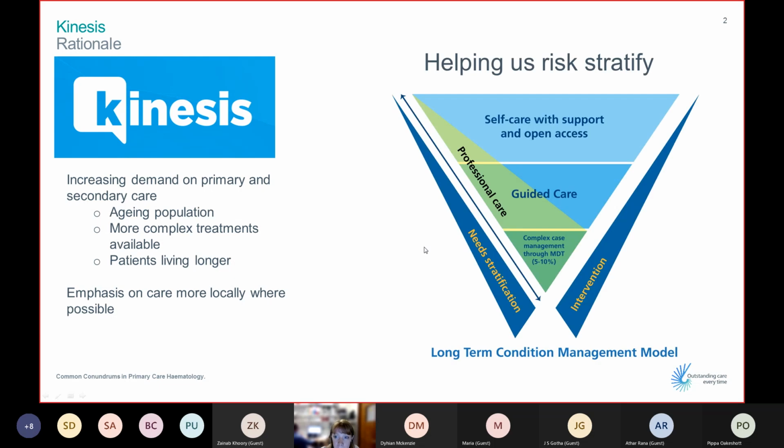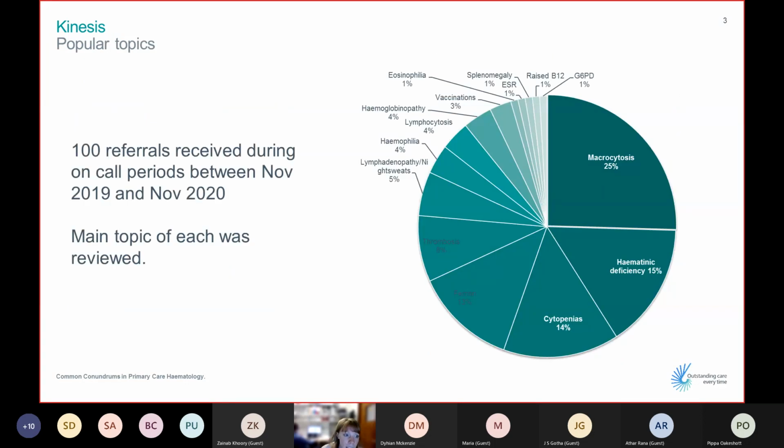What Kinesis helps us with is to risk stratify. There are some patients we're able to support in the community, some patients who need some connection with secondary care, which could just be through advice and guidance or telephone calls, and then we need to highlight those patients who need to be referred to us for further investigation and management. I looked at the past 100 referrals sent to one consultant during their on-call periods, spread throughout the year from November 2019 to November 2020, and picked out the main topic from each question asked. The pie chart on the right reflects the topics that we saw.